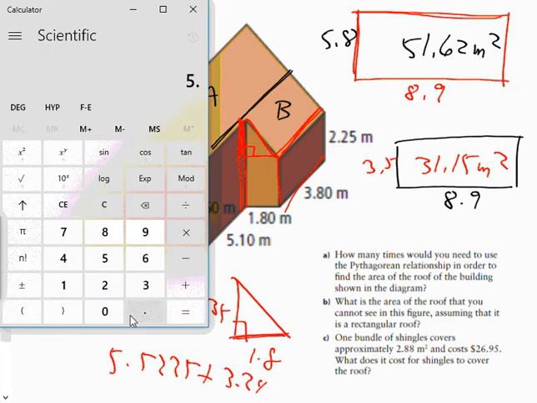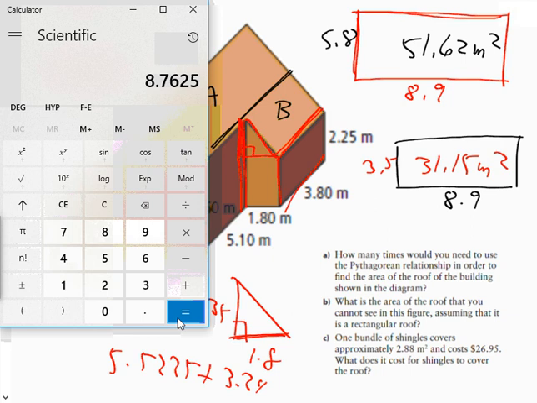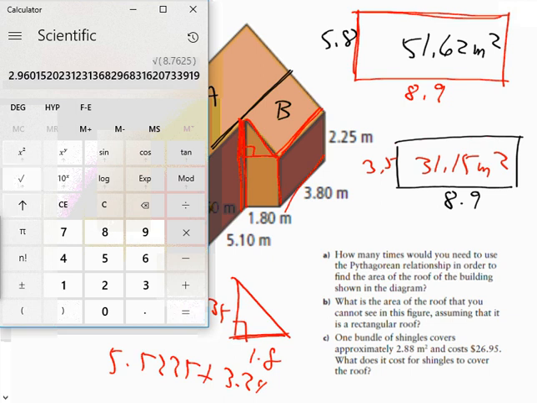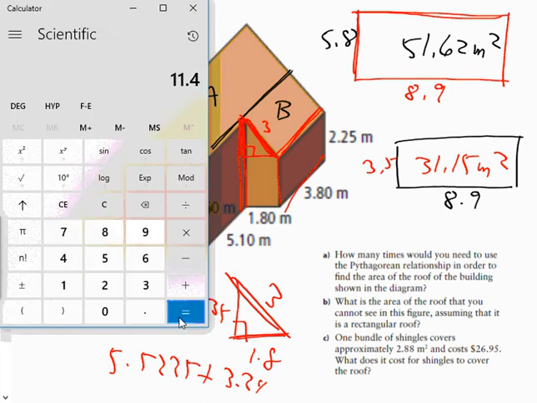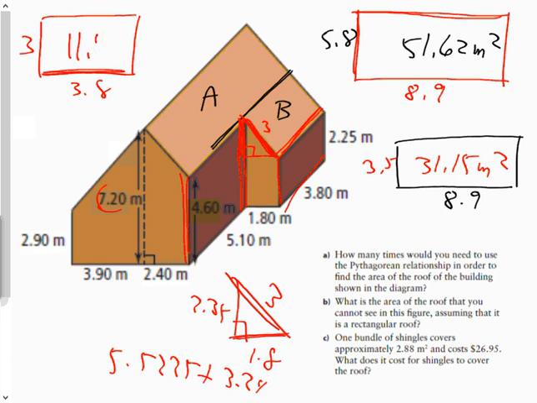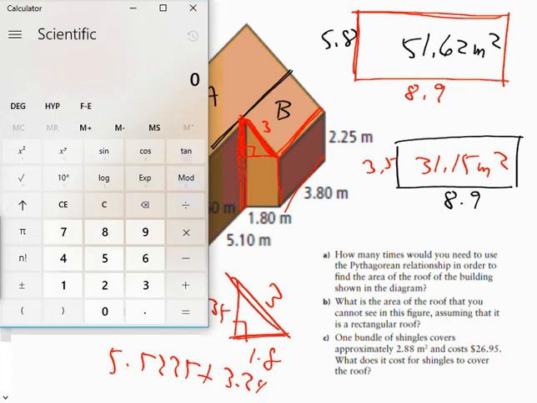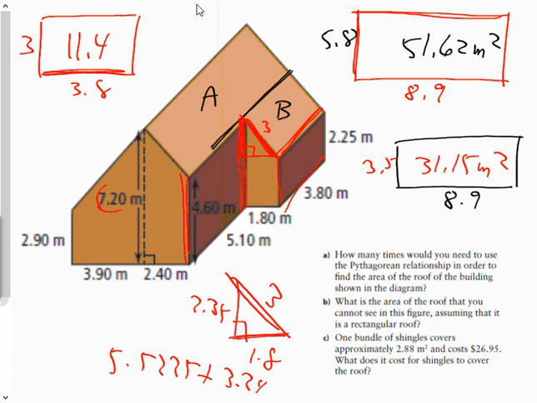Add those together, 5.5225 plus 3.24. And what's the final thing I'm going to do with that? Nope, not going to divide it. Square root it, and I get 3. So this distance here is roughly approximately 3, which means it's this part here. So it's 3 by 3.8. Multiply those together. 3 times 3.8 is 11.4. I just forgot. That's how quick my brain goes. Was it 11.4? Yes, it must be.